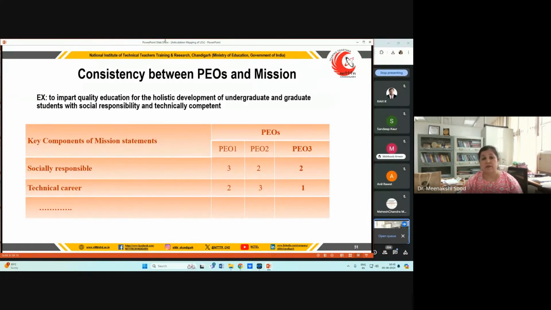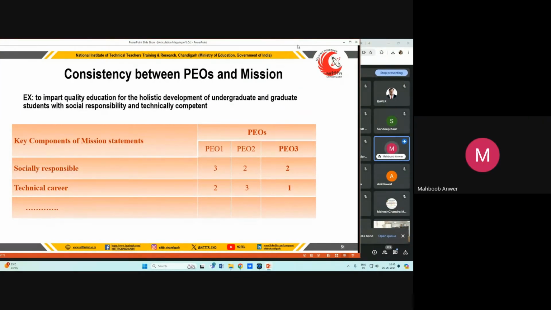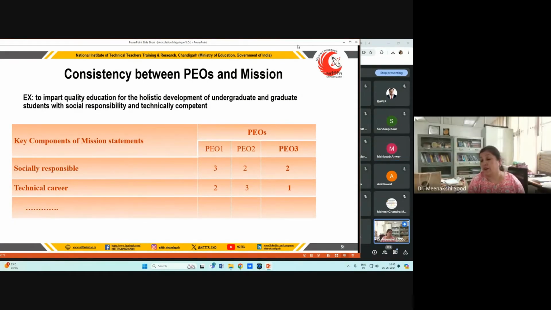Yeah, Mr. Mehboob Anwar. Yes. Ma'am, let's say, is it possible that somehow we may not have any correlation with the POs, as far as the program or the course is concerned, that can be only read with the PSOs? No, not at all.